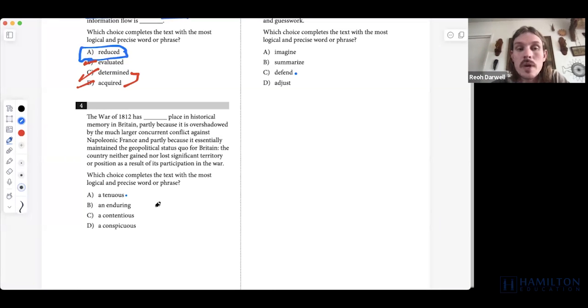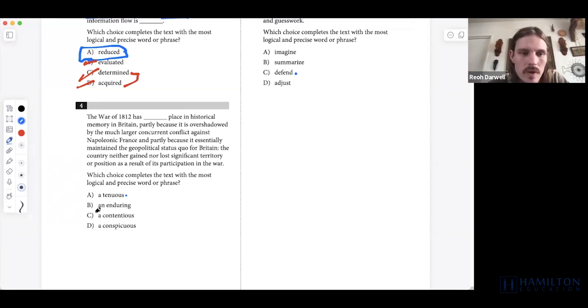So tenuous means weak, or not deep, right? So a tenuous connection would be a connection that isn't super deeply established or super secure. Enduring means long lasting. Contentious means up for debate. It can basically mean that there are passionate feelings on both sides of an argument. And then conspicuous is the opposite of inconspicuous, right? Conspicuous means that it's something that we can see very clearly. Something very obvious.